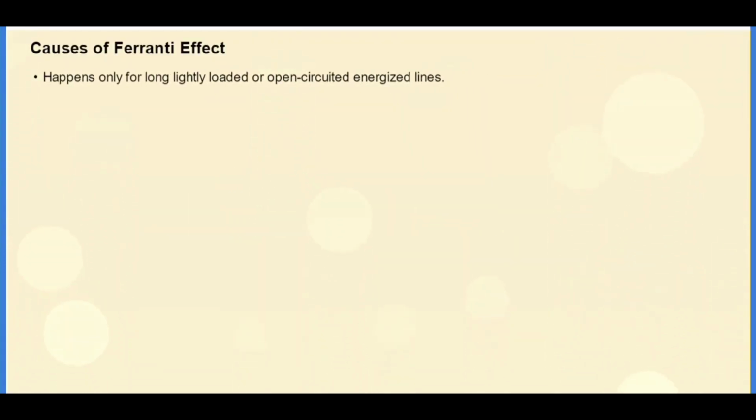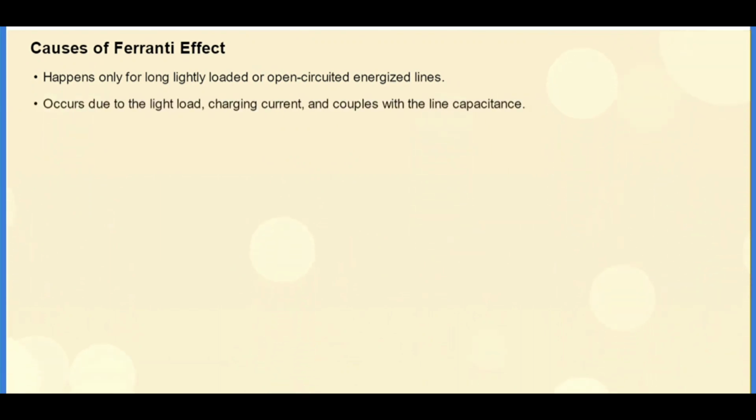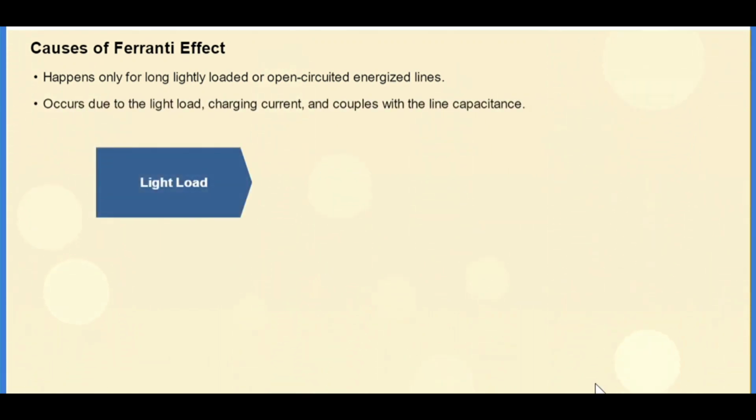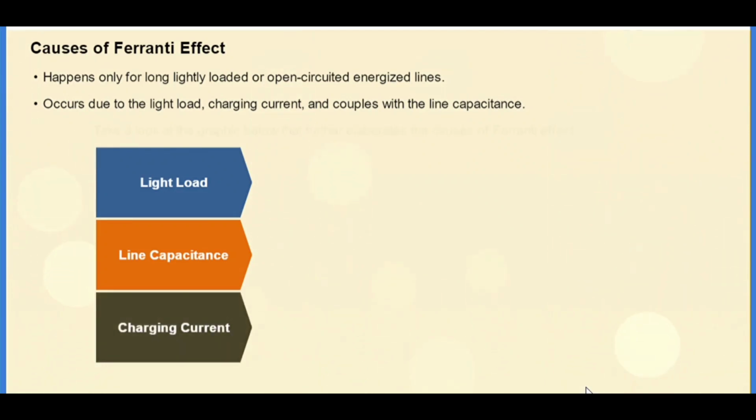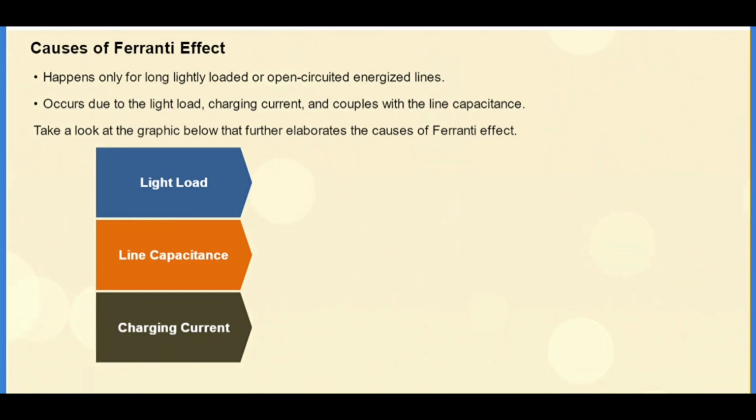Ferranti effect happens only for long, lightly loaded or open-circuited energized lines. It mainly occurs due to the light load coupled with the line capacitance and charging current. Take a look at the graphic below that further elaborates the causes of Ferranti effect. Click each factor to learn more.